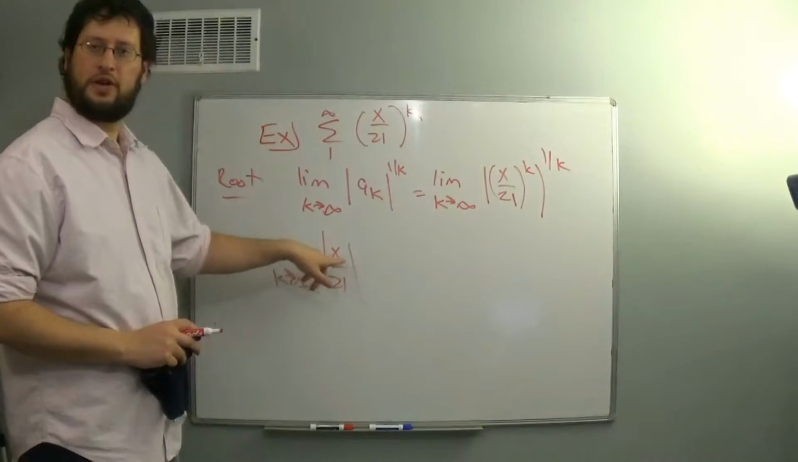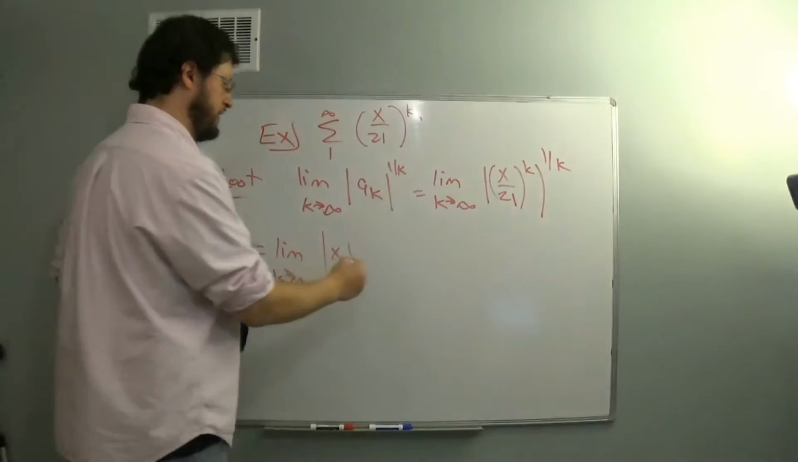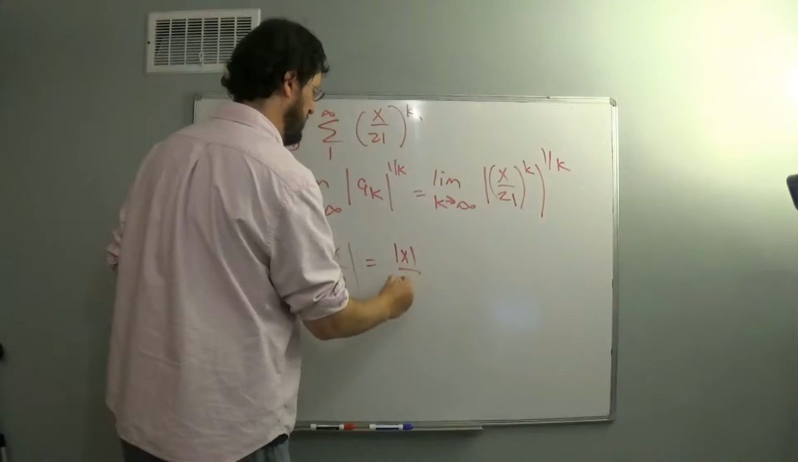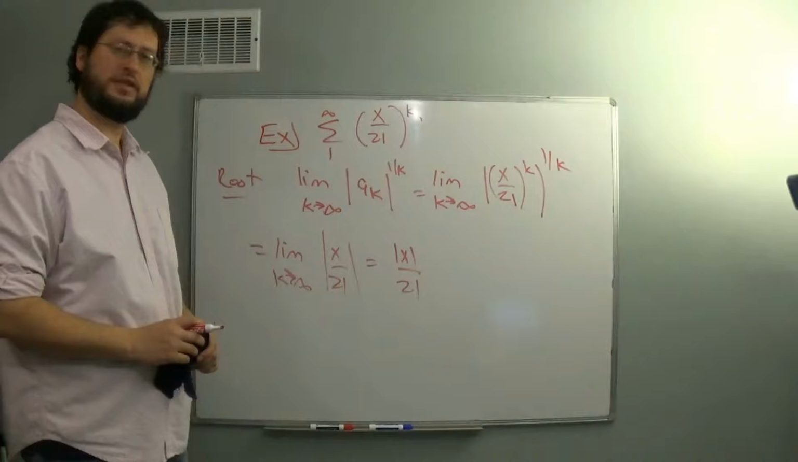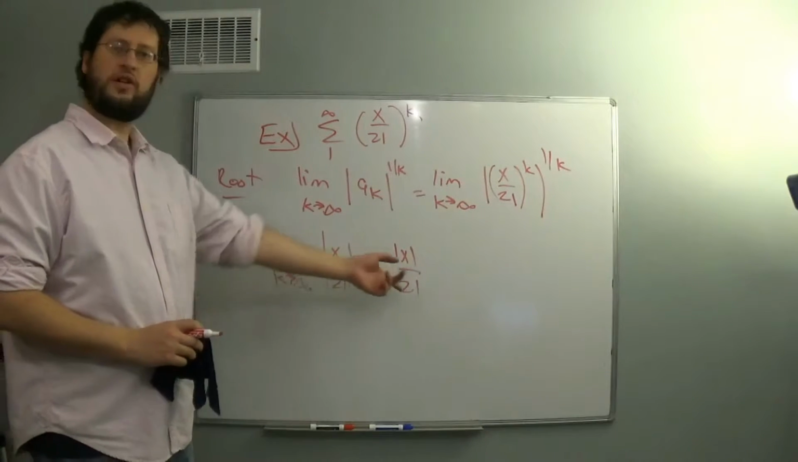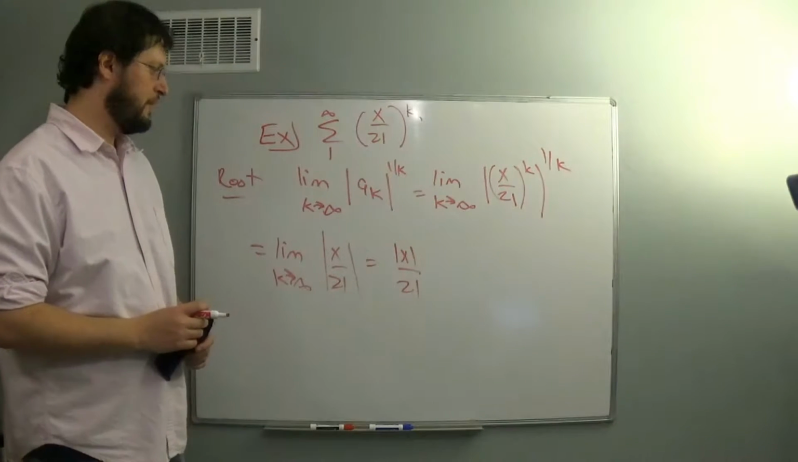Well, since there's no k's at all here, that limit is just the absolute value of x over 21. And I can just put the absolute value on the x because 21 is positive. So this is our final result for the limit.